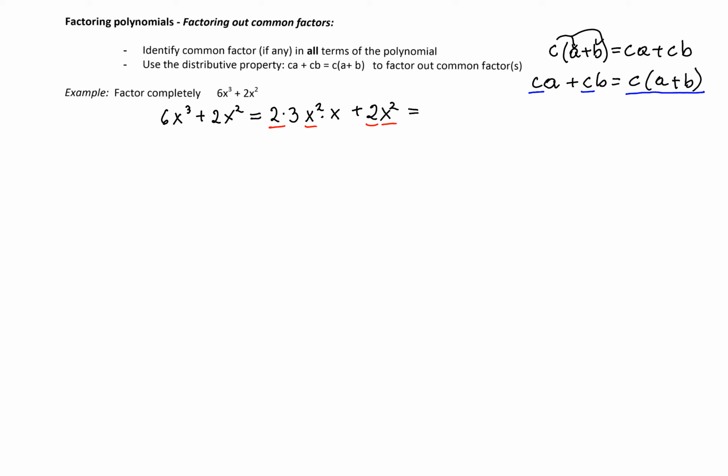Therefore, we can factor them out. They play the role of the C in the general formula. So 2 and x squared go outside, are factored out, and in the parentheses we have whatever remains. In the first term 3x remains, and in the second, well, nothing remains, but we can always think about 2x squared being multiplied by 1, so we'll have 3x plus 1. Factoring can always be checked by simply multiplying and seeing whether we obtain the original polynomial.